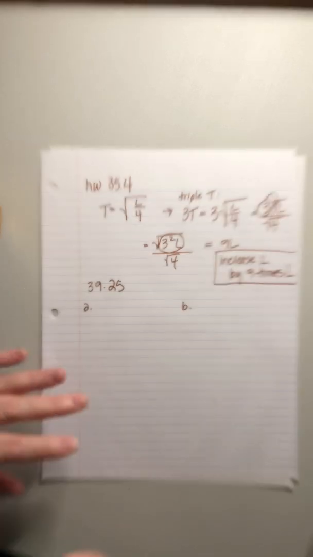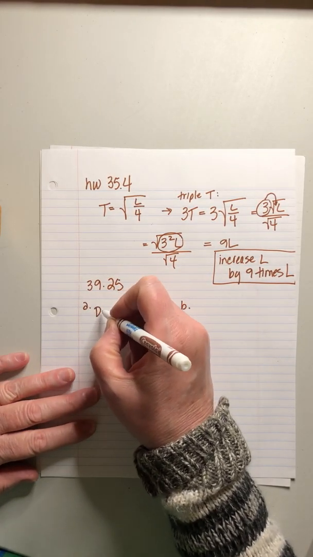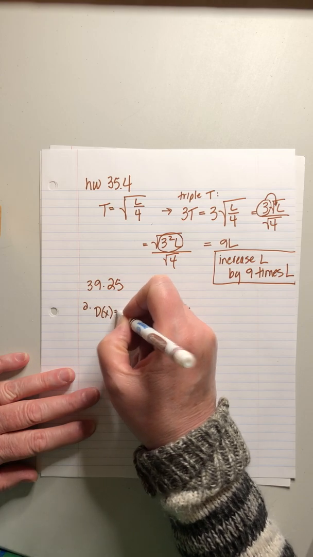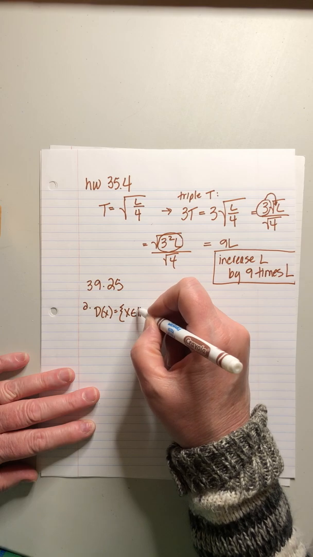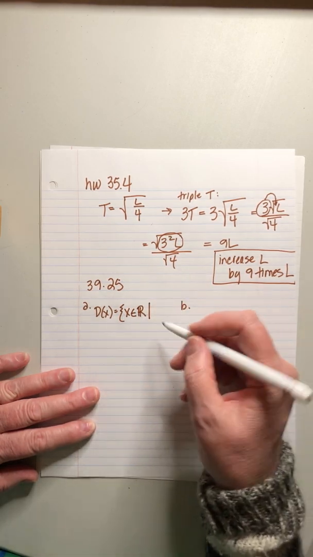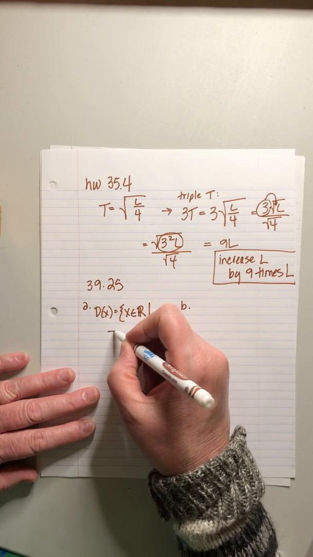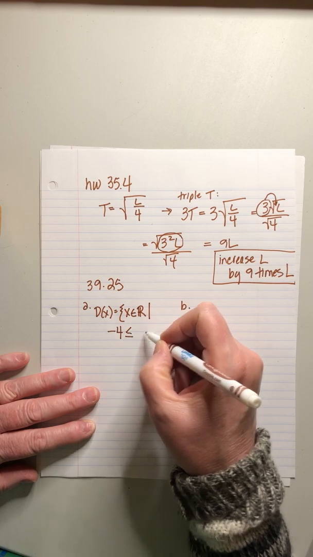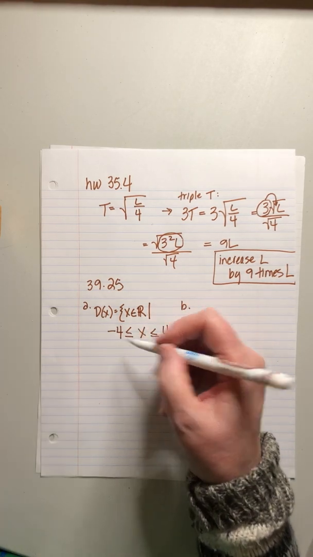So we have to write that out now in fancy language, where we say the domain of x equals, x is an element of the real numbers such that, and I'm going to go to the second row just because I'm out of space. Such that x is between -4 and 4.